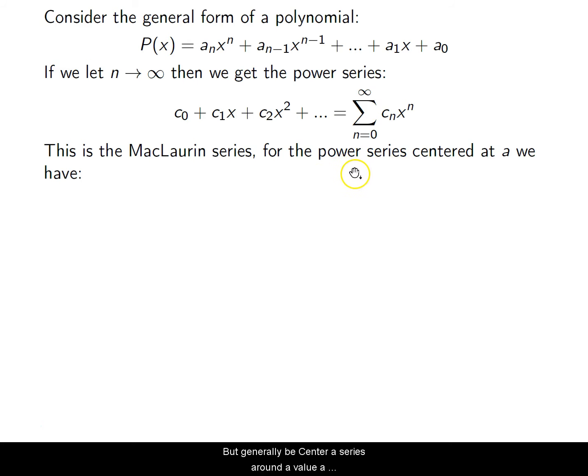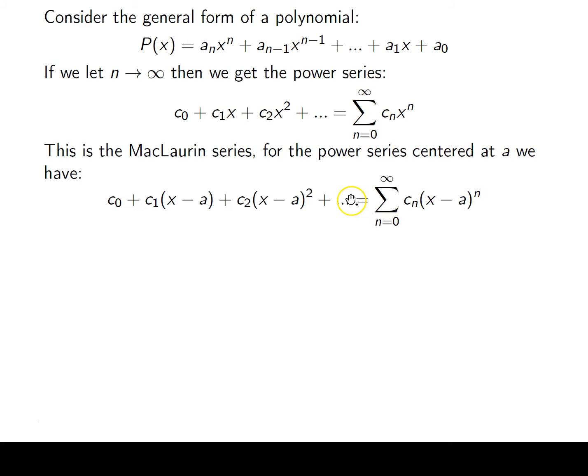But generally we center a series around a value A. Okay, so when I'm centered around 0, the origin, it will look like this. When I center it about a value, it changes slightly to look like this. Okay, so this is more representative of what we would be looking at. Okay, so here I have x minus A everywhere the x comes up, so my general term changes slightly. The coefficient indices all remain the same. The power indices all remain the same. The only thing different is that it's an x minus a term everywhere instead of an x to the n term everywhere.